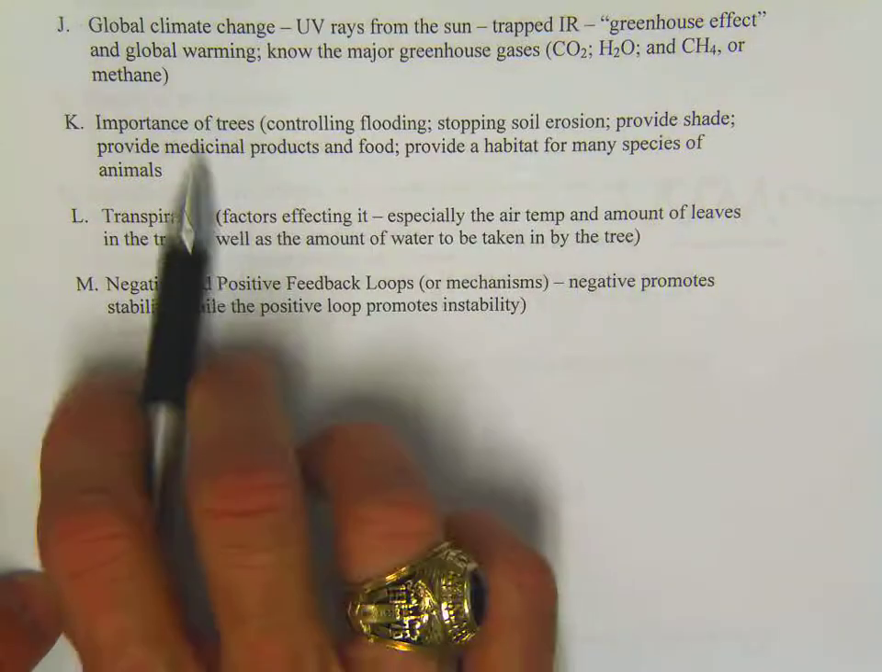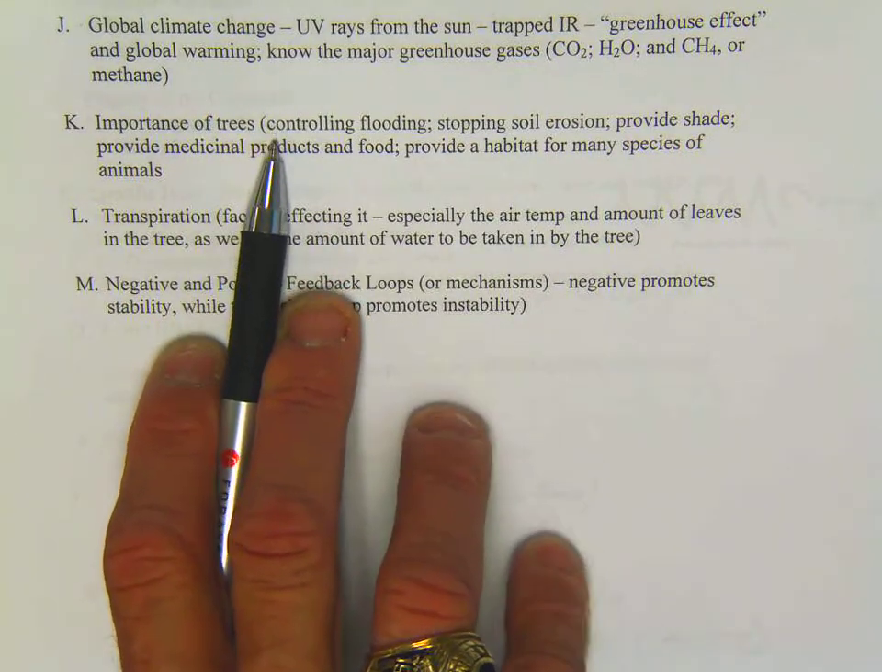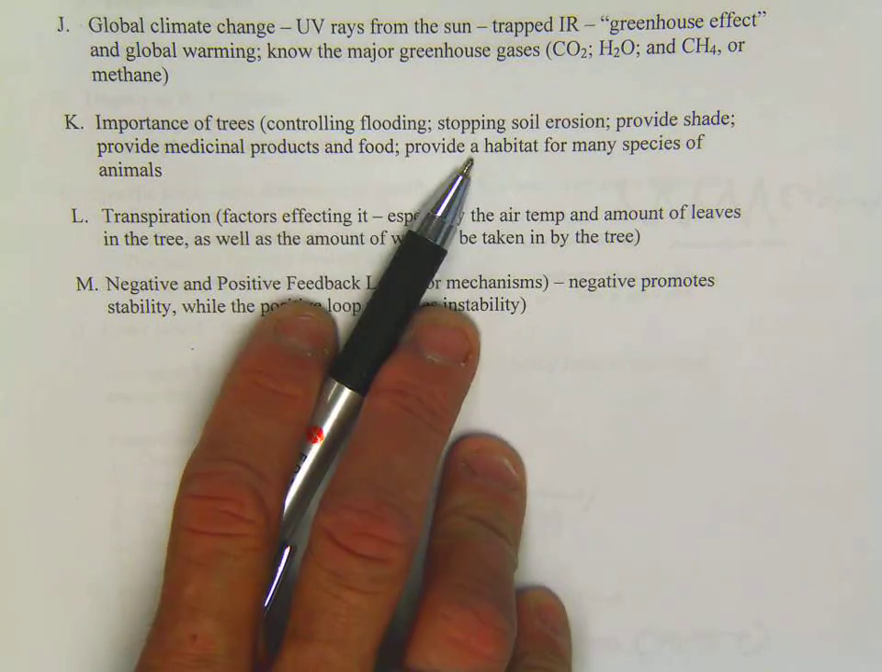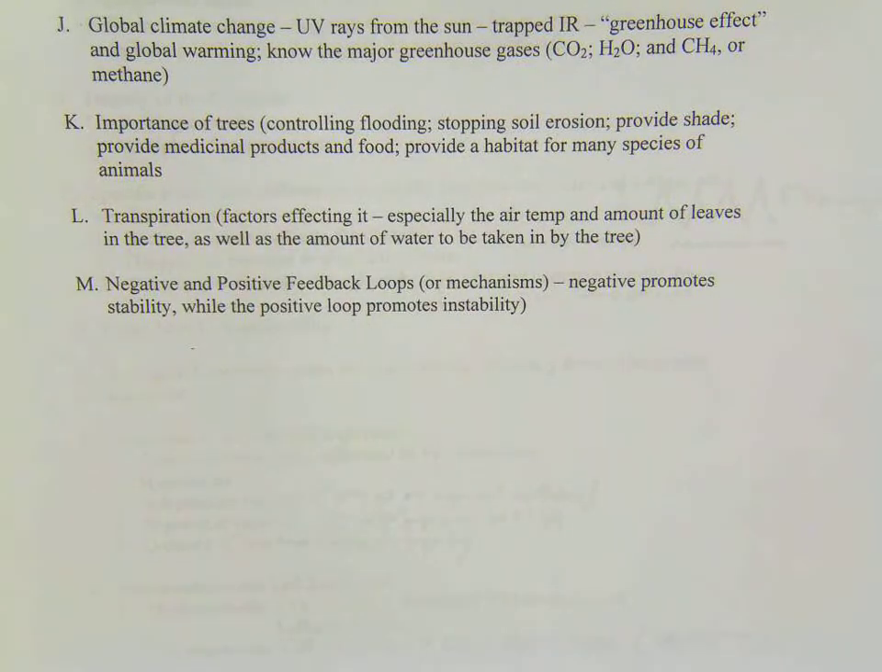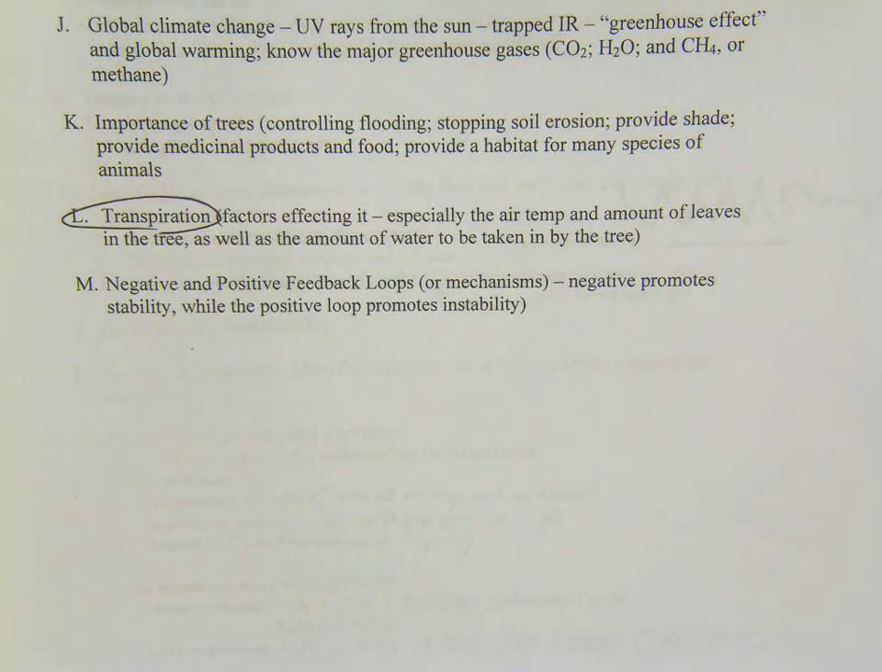I would know something about the importance of trees. This is only a partial listing, but trees are amazing in how they help control flooding. They stop soil erosion, they provide shade, they provide medicinal products and food, they provide a habitat for many species of animals and so forth. So I would know something also about transpiration, and maybe an application from there.